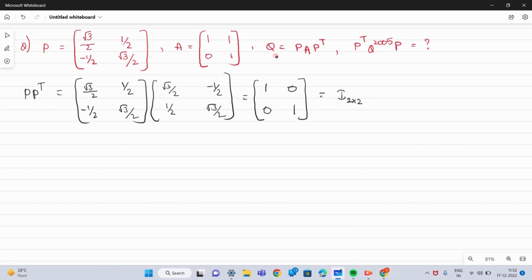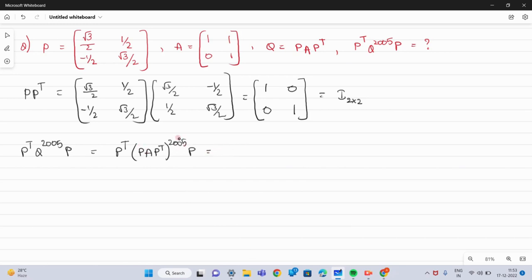Now, in the given, we need to find out this P transpose Q to the power 2005 and P. From this, P transpose Q is already given in the question: P transpose whole part 2005 and P.